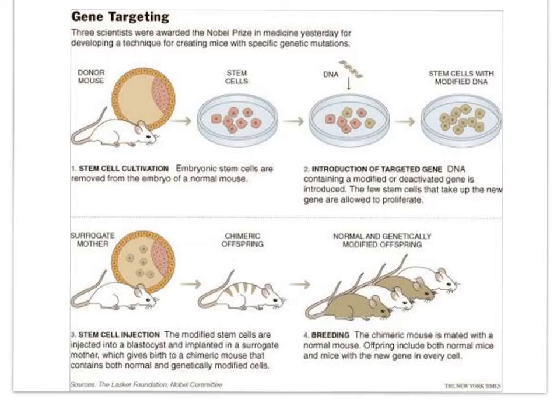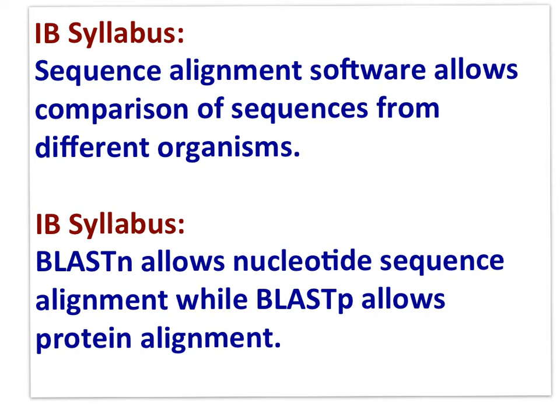Aspects of the technology for generating knockout mice and the mice themselves have been patented by private companies. Examples of research in which knockout mice have been useful include cancer, obesity, heart disease, diabetes, arthritis, anxiety, aging, and Parkinson's disease. So let's move to our next IB syllabus statement.